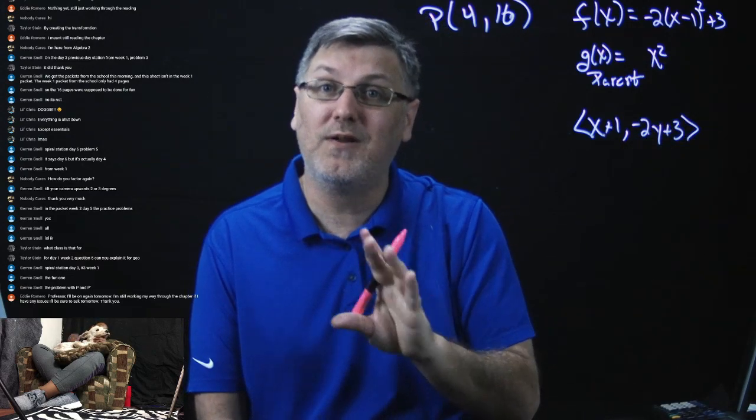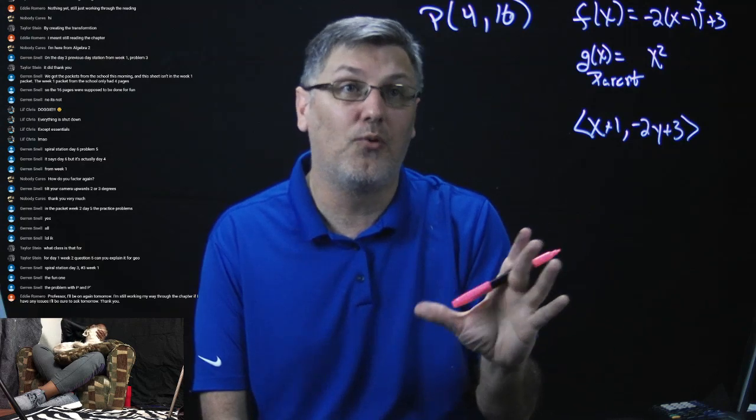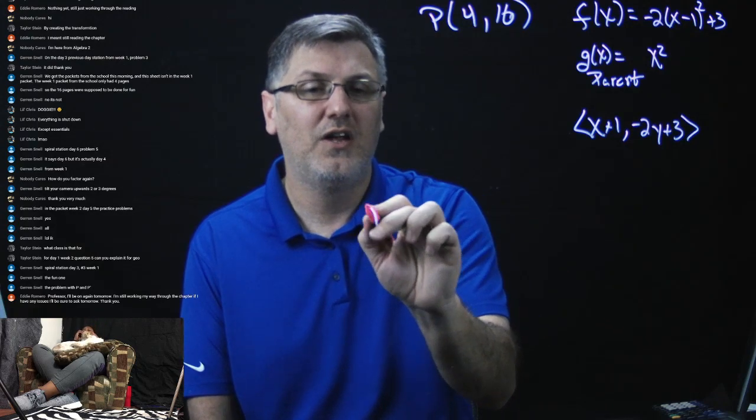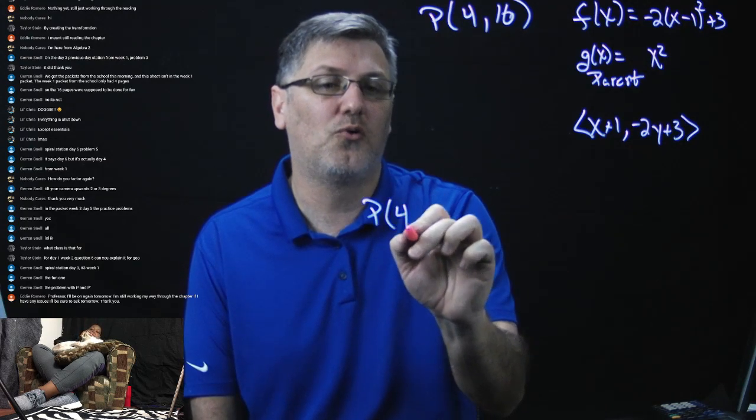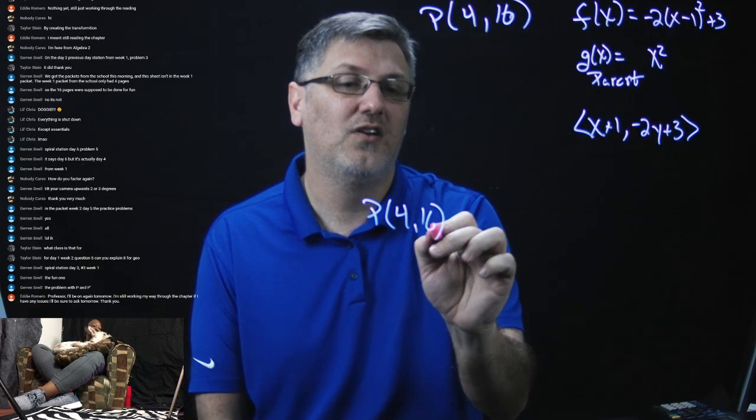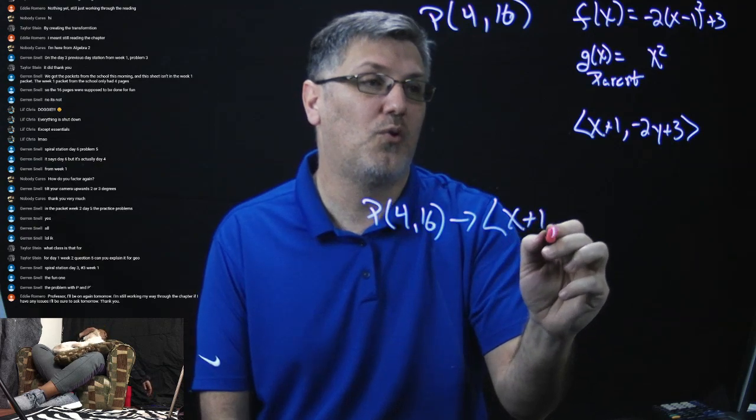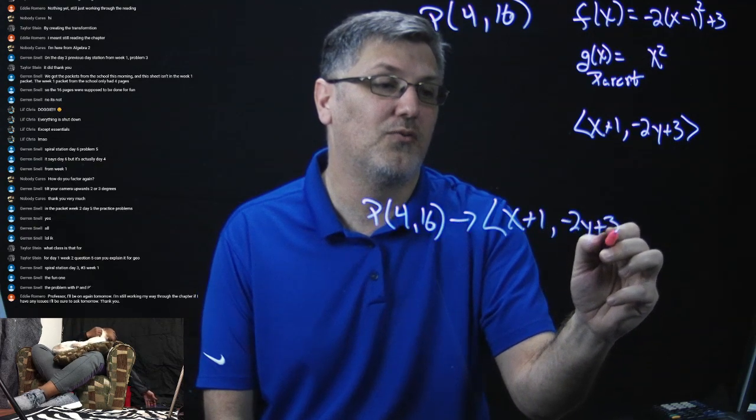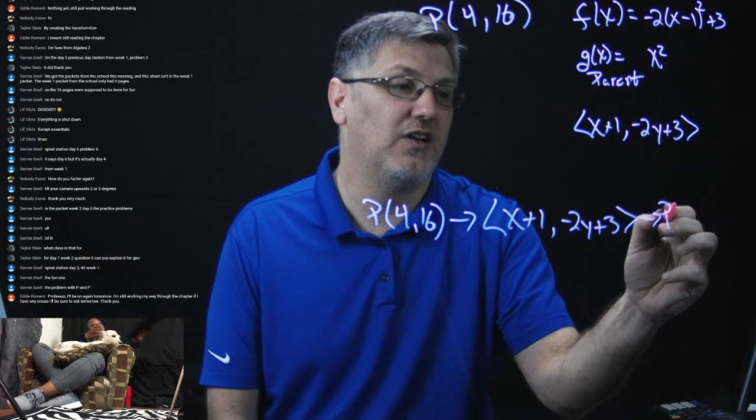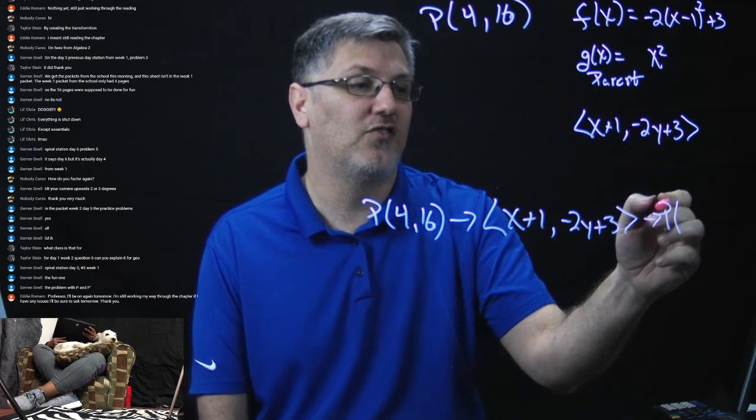Once I have the vector mapping, this is nothing more than geometry, a point-to-point transformation. So we have point P, which is (4, 16). That's going to map to x plus 1 and negative 2y plus 3. We just simply plug it in to get my P prime. This is my pre-image. This is my image.